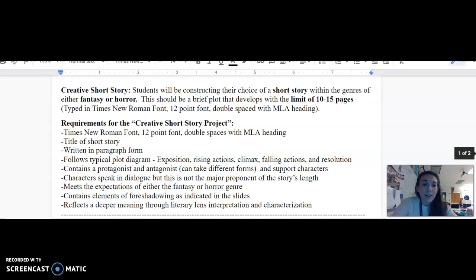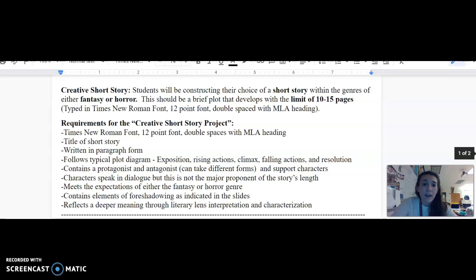Follows typical plot diagram, so once again, exposition, rising action, climax, falling action, and resolution, just like was discussed in the slides. Contains a protagonist and an antagonist, can take different forms, and support characters. So you need to have a variety of characters. Usually whoever is the protagonist is being the victim of whatever kind of traumatic situation is going on by the antagonist.